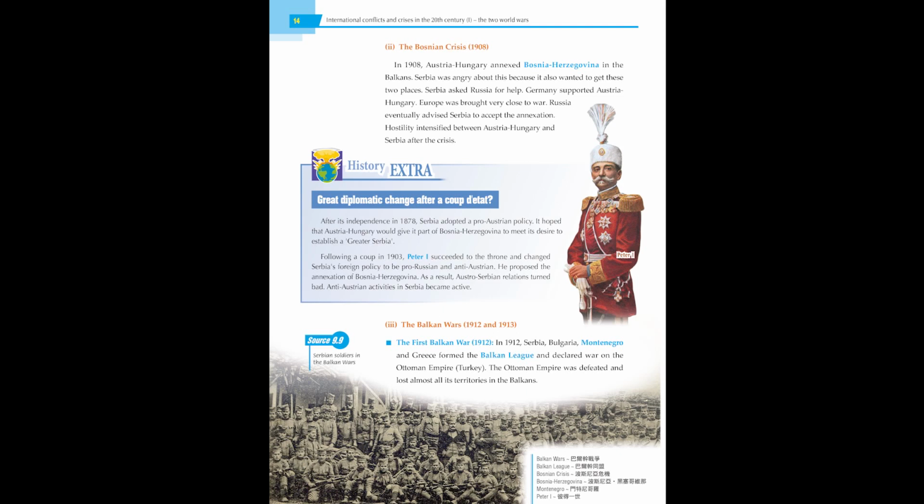History Extra. Great diplomatic change after a coup defeat? After its independence in 1878, Serbia adopted a pro-Austrian policy. It hoped that Austria-Hungary would give it part of Bosnia-Herzegovina to meet its desire to establish a Greater Serbia. Following a coup in 1903, Peter I succeeded to the throne and changed Serbia's foreign policy to be pro-Russian and anti-Austrian. He proposed the annexation of Bosnia-Herzegovina. As a result, Austro-Serbian relations turned bad. Anti-Austrian activities in Serbia became active.